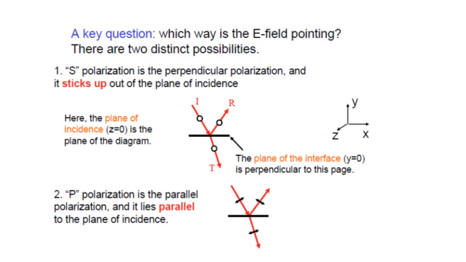Here the plane of incidence is the plane of the diagram, and this is the plane of interface, and the line of incident and reflected rays. In S polarization you have the field sticking out of the plane, whereas P polarization is parallel to the plane of incidence. So one is parallel to the plane of incidence, and the second is perpendicular to the plane of incidence.